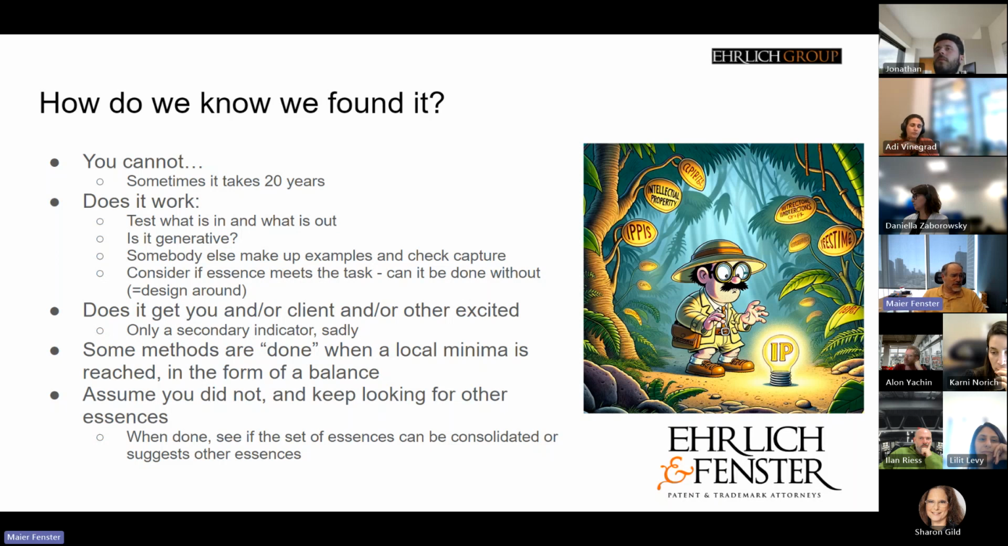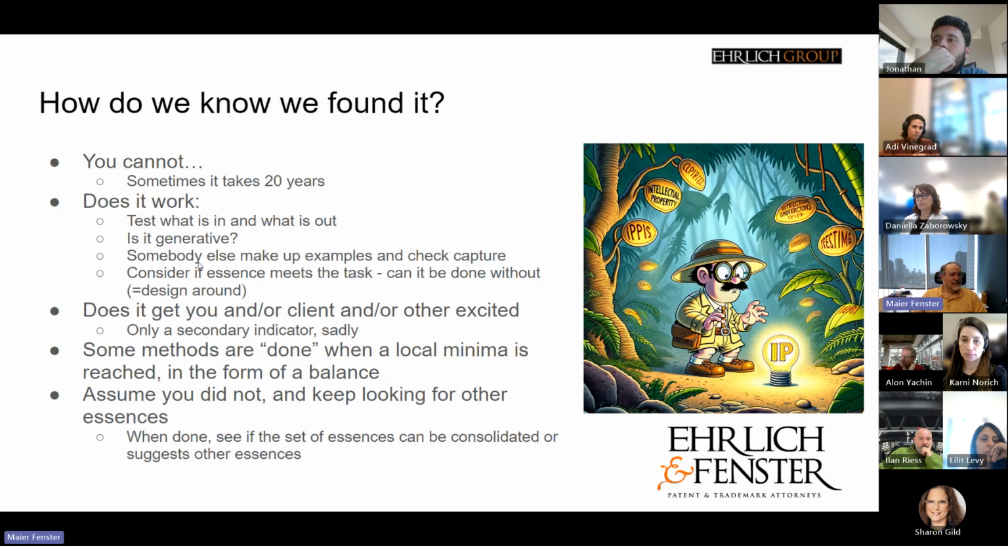But here's some things we can check. First of all, is it working? We have things that are supposed to be inside, and that's embodiments, and things supposed to be outside, that's the prior art. Does it work? Is it generative? In other words, using this essence, am I able to generate more embodiments that are encompassed by that essence?